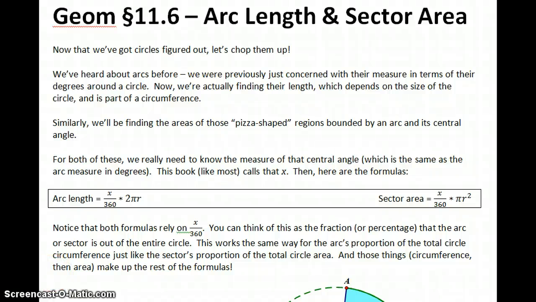11.6, arc length and sector area. Okay, this is pieces of circles. We're going to talk about measuring one thing in length and measuring another thing in area. You've already gotten good by now at circumference and area of a circle. This is a piece of circumference and this is a piece of area, which I go into explaining here.